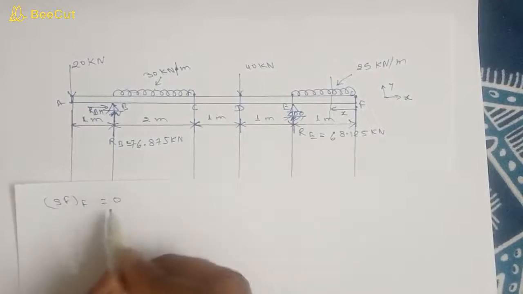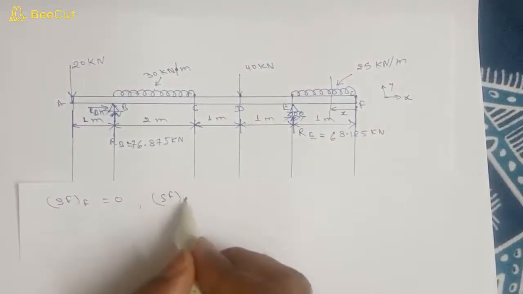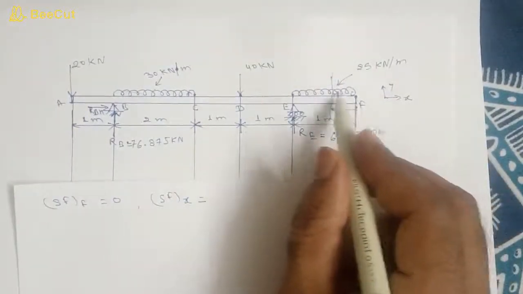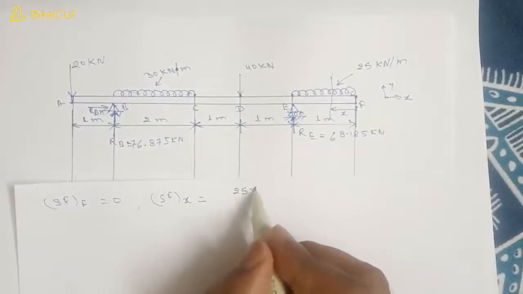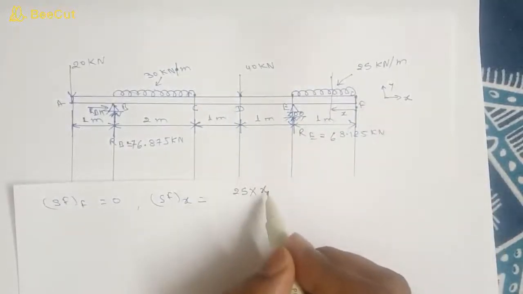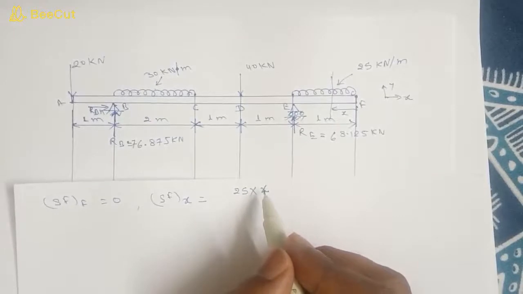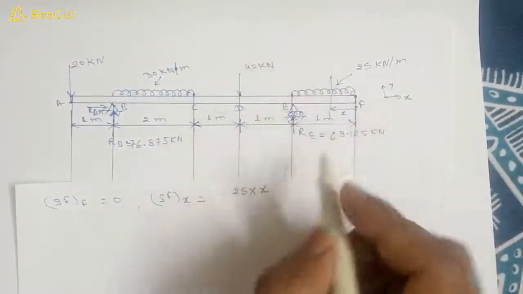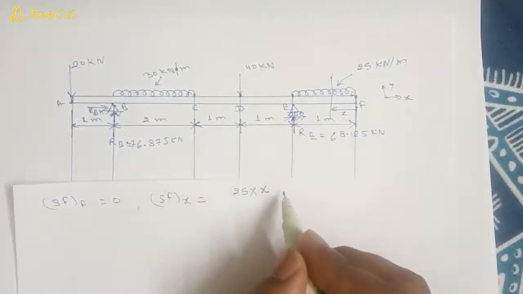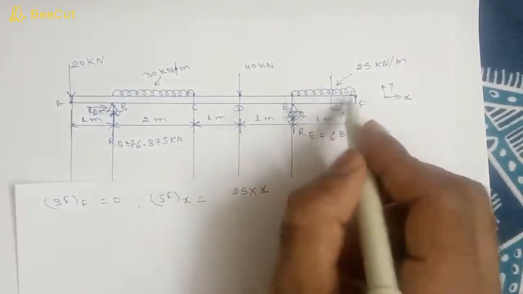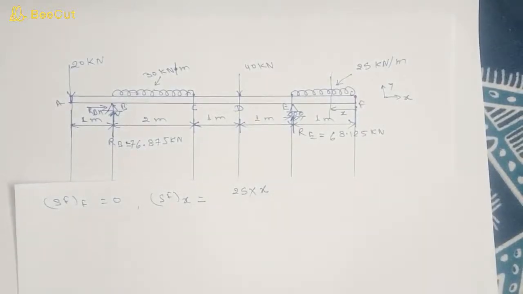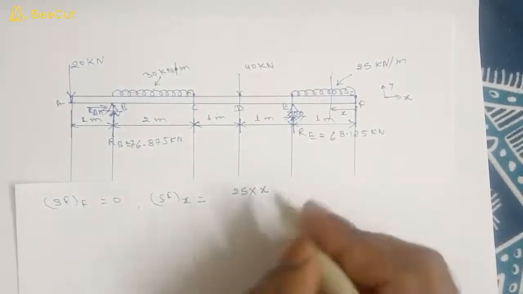So shear force at X is equal to, at this section, W, so 25 into x. This is the shear force, because this is downward and this is upward, as per sign convention this will be positive. So shear force for this section is 25 into x. This is the equation of an inclined line, so shear force in this section will be an inclined line.